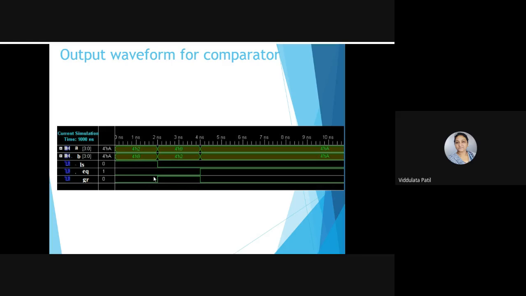Now what is meant by encoder? Encoder is a combinational circuit that encodes the input data. If there are 2 raised to n number of inputs present, then we will get n number of outputs. So for 8 inputs, we will get 3 outputs.